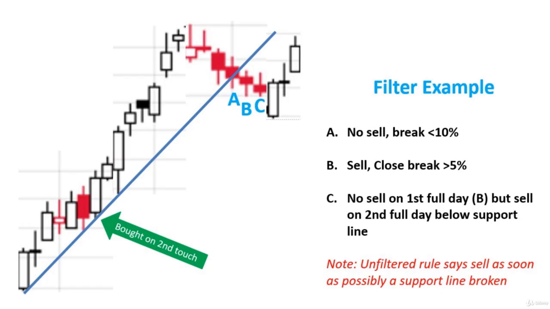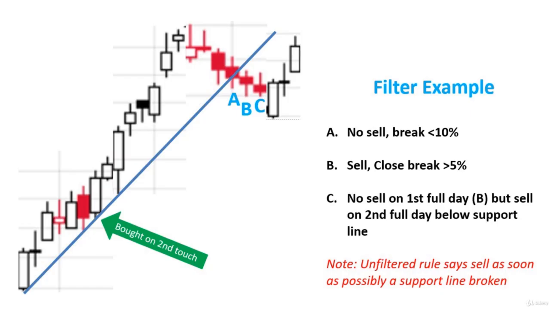And then if we were applying C, we would say, okay, we're not going to sell on the first full day, because that's B. So let's say we're looking for a first full day of a full sell through, and that was our rule, our modifier. We wouldn't sell on B, never would, because it's only the first day, but we will sell on the second full day that's below the support line. So again, our rule was the first full day.